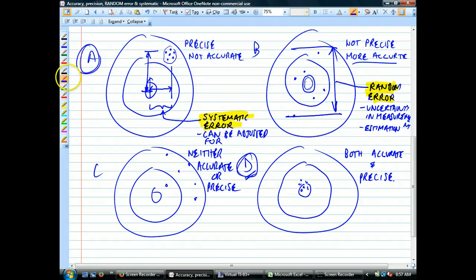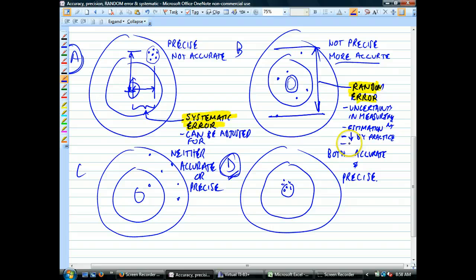Because one thing you can do to try to get this down, so you can reduce it sometimes by practice, because practice might get you to be more consistent in the way that you estimate it, for example, or if you're shooting an arrow or whatever it is. You can reduce it by practice or by using a more precise instrument.